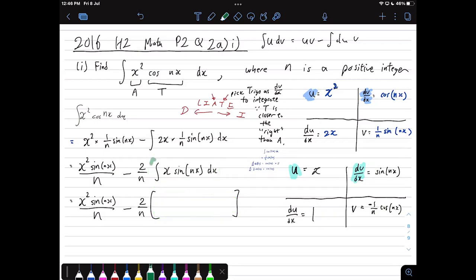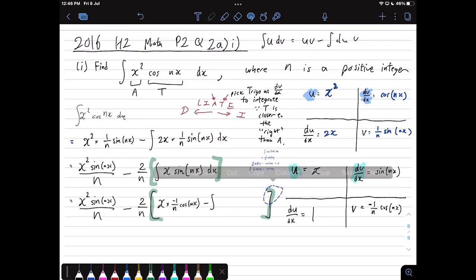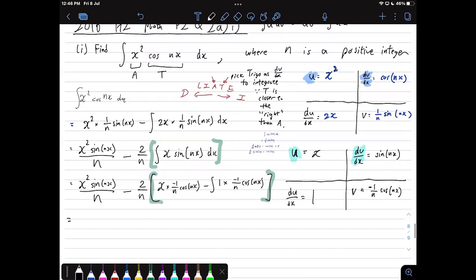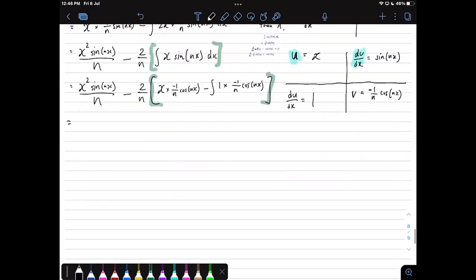The x times negative 1 over n cosine nx minus the integral sign, then 1 times the negative 1 over n cosine nx. Very good. Plus c can put later. Okay, almost there. So second round of integration.